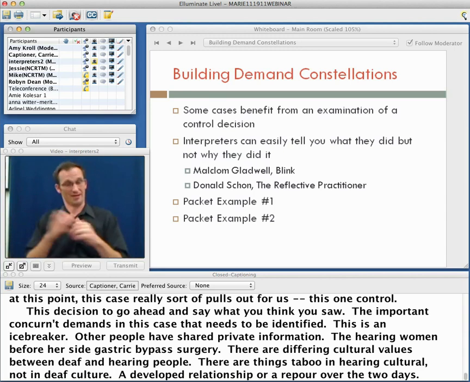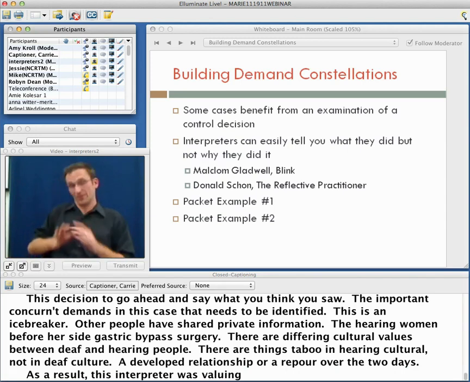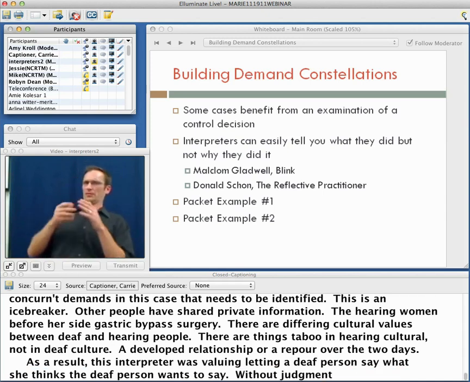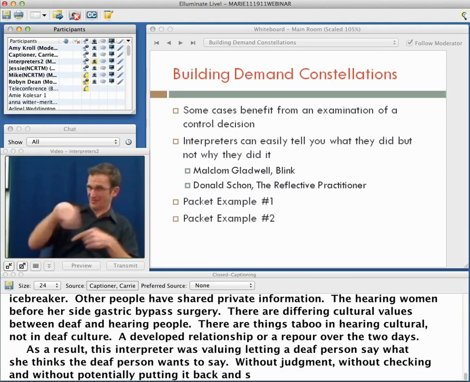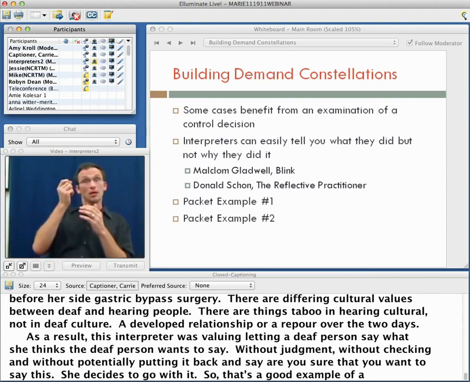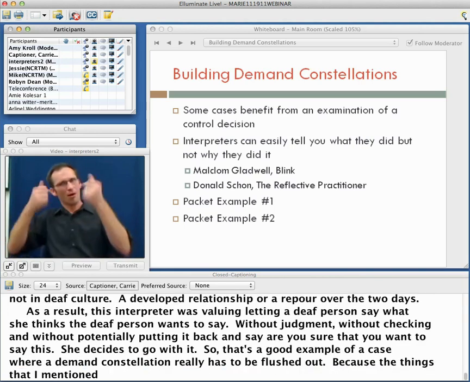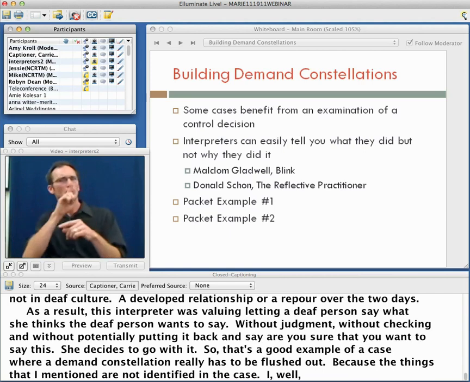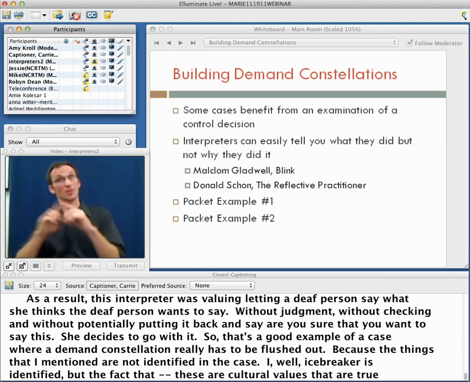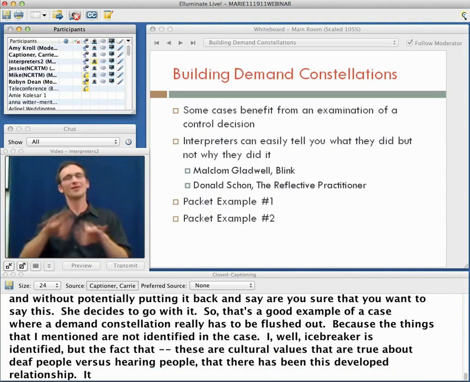As a result, this interpreter was valuing letting a deaf person say what she thinks this deaf person wants to say without judgment, without checking, without potentially putting it back and saying, are you sure you want to say this? She decides to go with it. So that's a good example of a case where a demand constellation really has to be fleshed out because the things that I mentioned are not identified in the case. Icebreaker is identified, but the fact that these are cultural values that are true about deaf people versus hearing people, that there's been this developed relationship, that it is an icebreaker and lighthearted. All of those things are important to recognize.